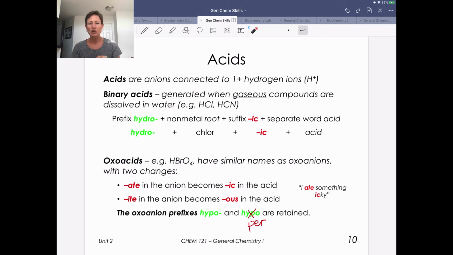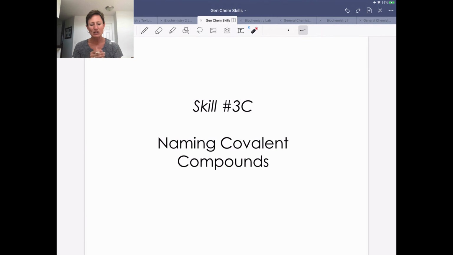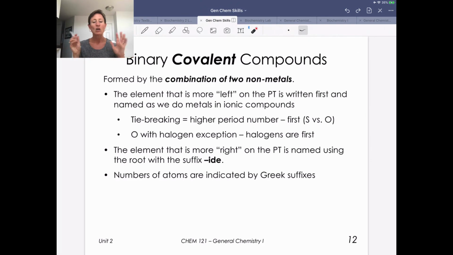I know it was a little bit longer of a video, but again, this is going to be the key skill from this learning unit, naming compounds. Last little thing here that we're going to have, a little section on naming covalent compounds. When you go on and take organic chemistry, you'll learn a lot more about naming more complex covalent compounds.